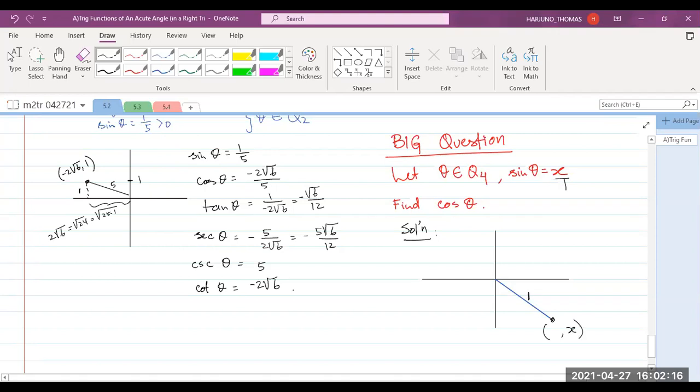Ooh, that's confusing, huh? Then what will the x component be in terms of x? If this is x, what will this be? Now, instead of using x, let's use something else. Instead of using x, let's use a instead. So this is a. Then what will x be? X will be square root of 1 squared minus a squared, right?